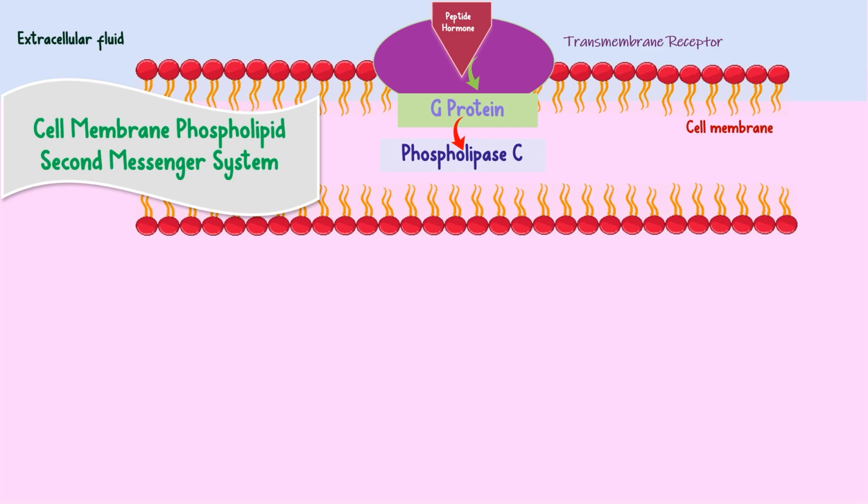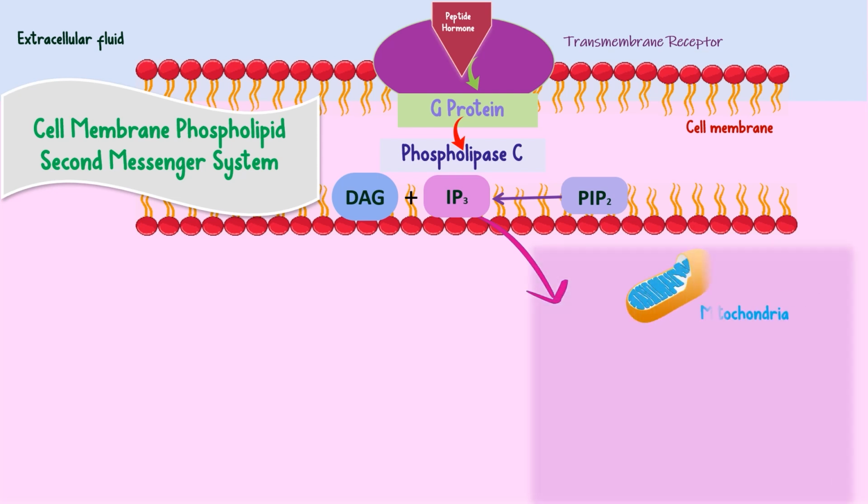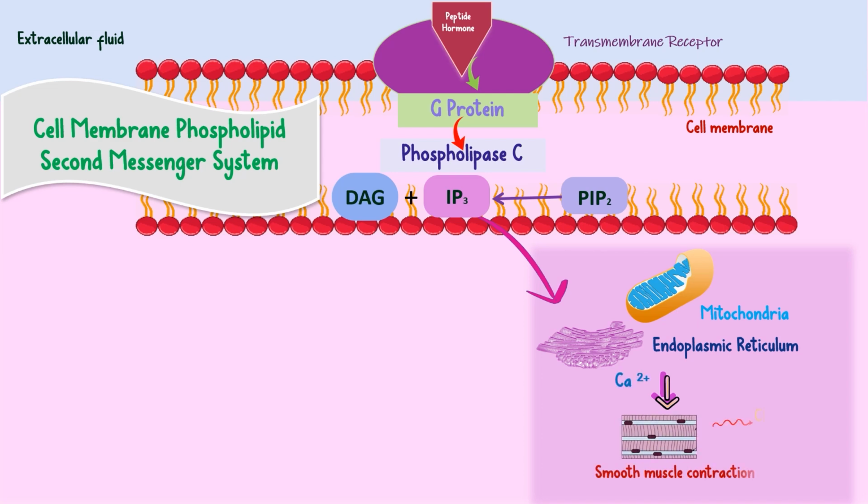This enzyme catalyzes the breakdown of some phospholipids in the cell membrane, especially phosphatidylinositol bisphosphate, PIP2, into two different second messenger products, inositol triphosphate, IP3, and diacylglycerol, DAG. IP3 mobilizes calcium ions from mitochondria and the endoplasmic reticulum, and the calcium ions then have their second messenger effects, such as smooth muscle contraction and changes in cell secretion.